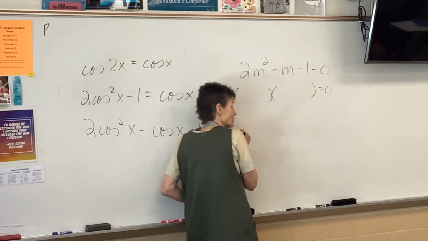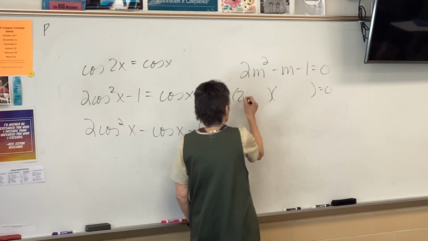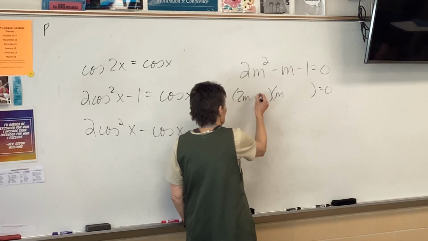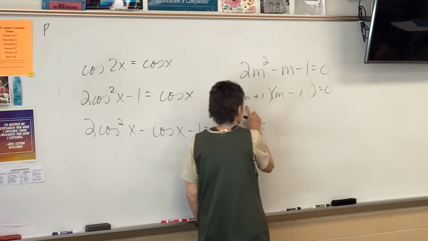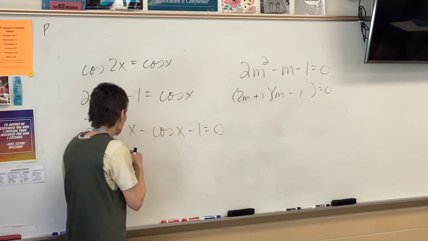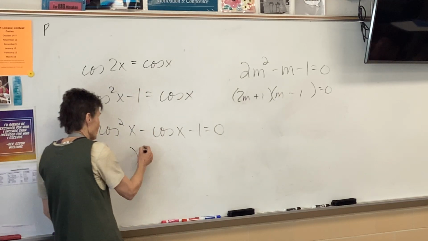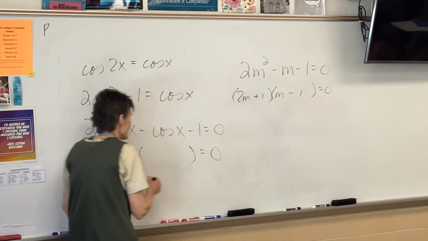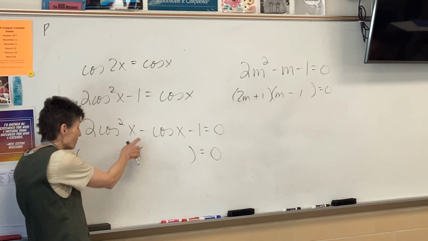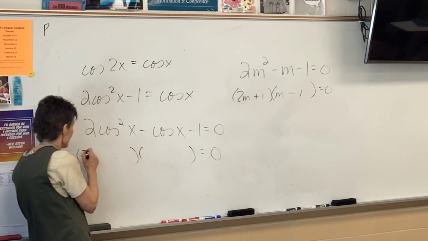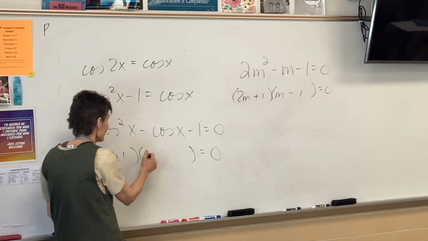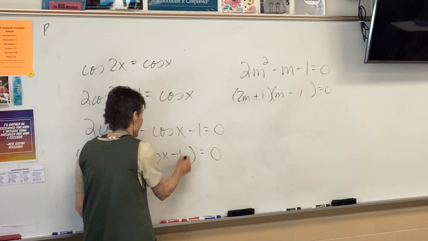And what would the factors be? 2m and m, plus 1, minus 1. Does that check out? I think it does, yeah. So how is this one going to factor? This will factor the same way, only instead of m's, I have cosines. So 2 cosines plus 1 and cosine minus 1.